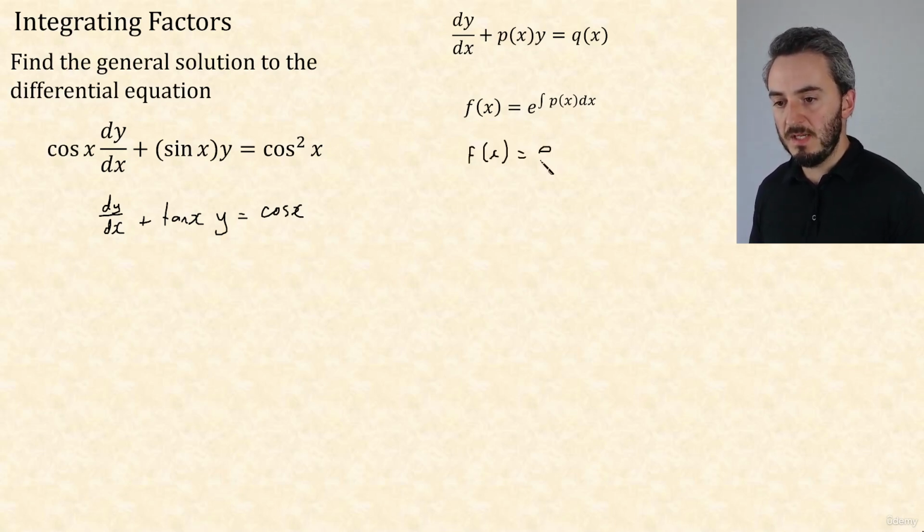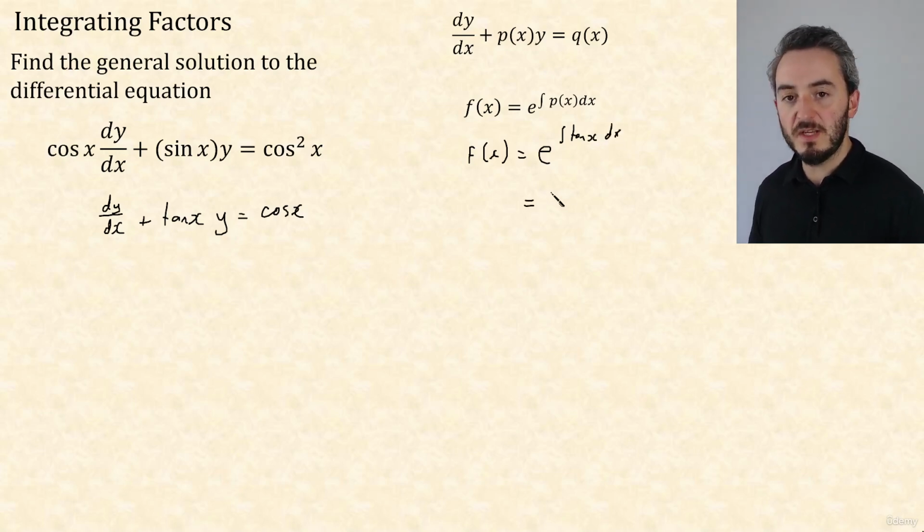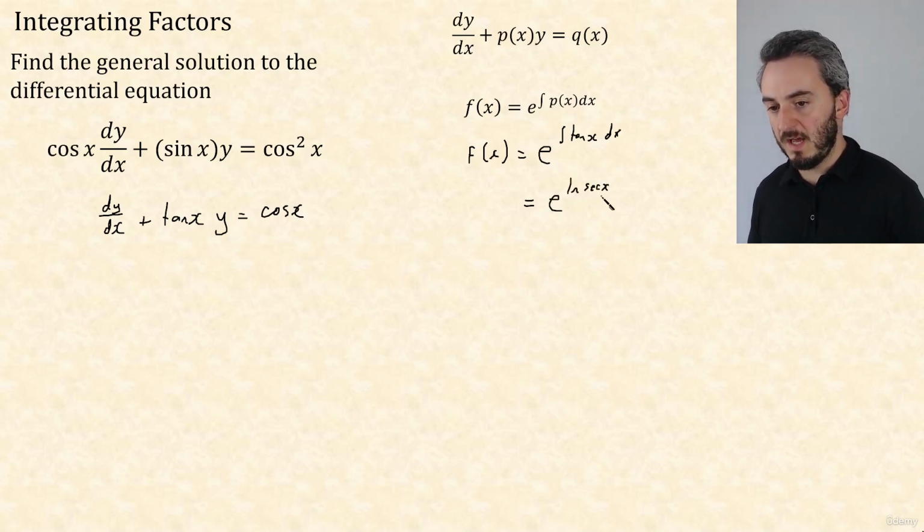So that's going to be e to the integral of p of x. P of x is the thing we're multiplying by y. That's tan x, so the integral of tan x dx. The integral of tan x, I'm sure you'll know it, it's ln sec x. So e to the ln sec x. Luckily, the e and the ln cancel, and that's just sec x. So we are multiplying through by sec x.